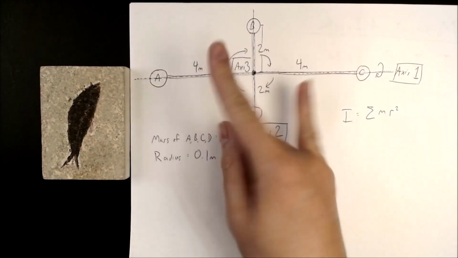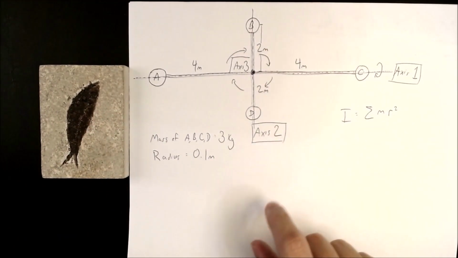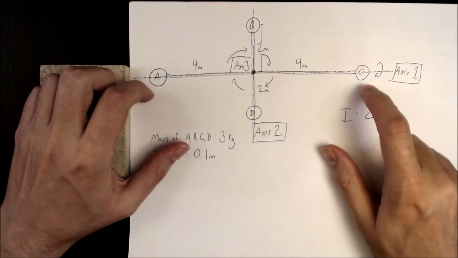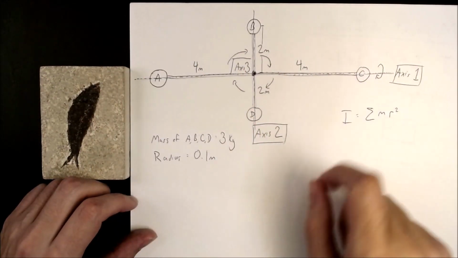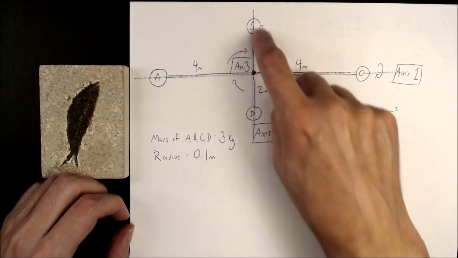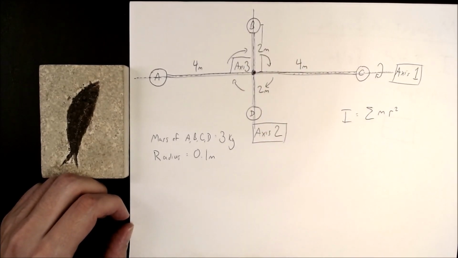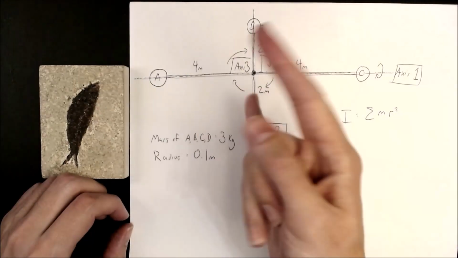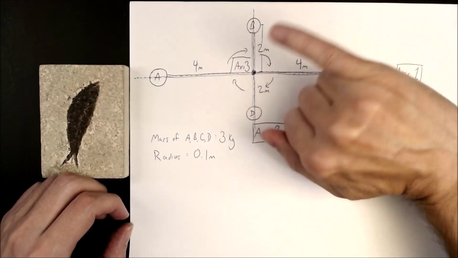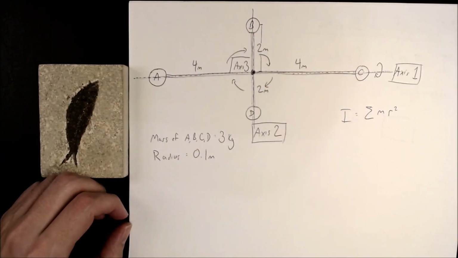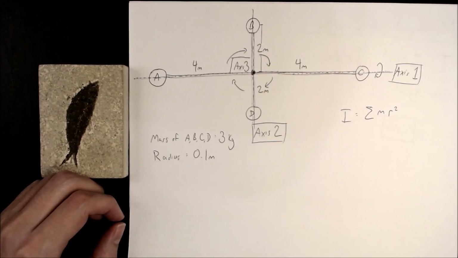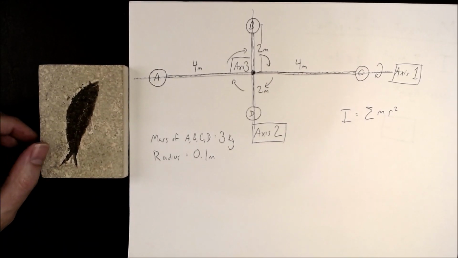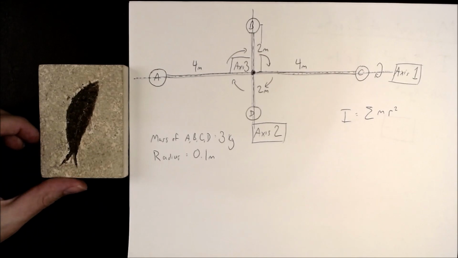When we rotate it around this way, around axis 2, then objects A and C are going to have to be moving very, very far to go around. B and D won't have to do hardly anything, but A and C are going to have to go even farther than B and D were in the previous example. So axis 2 should give us a greater moment of inertia than we had for axis 1.